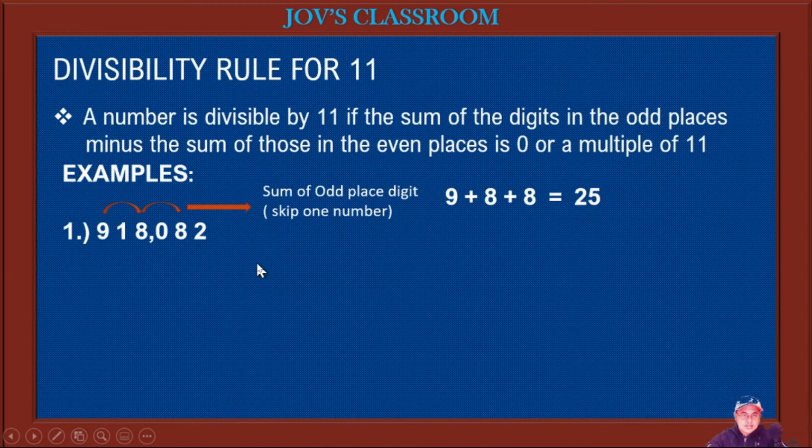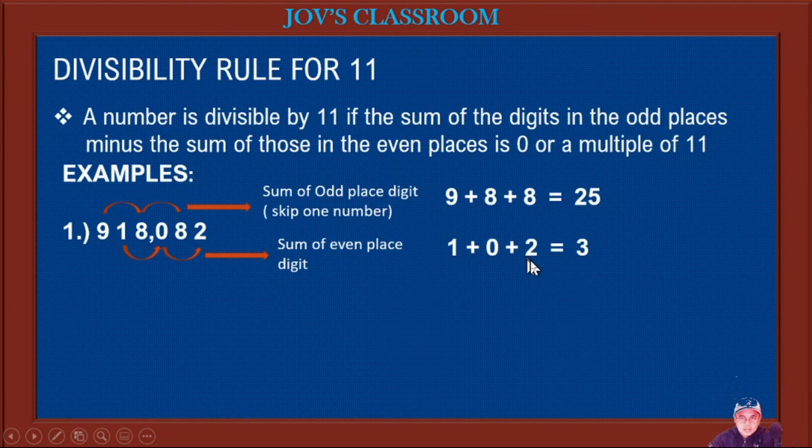Next is the sum of those in the even places. The even places are the remaining numbers: 1, 0, 2. We need to get the sum of those even place digits. That is 1 plus 0 plus 2, which is 3. After that, we need to subtract the sum of the even-place digits from the sum of the odd-place digits. Therefore, their difference is 25 minus 3, which is 22.